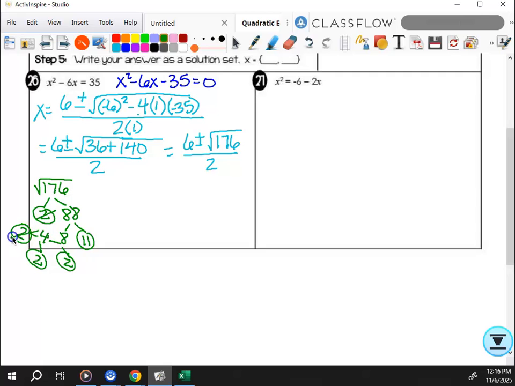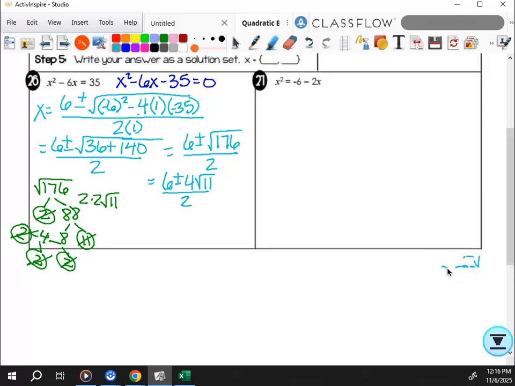So these 2's come out as a 2. These 2's come out as a 2. The 11 stays underneath. So that will give me 4 square root of 11, right? So this is equal to 6 plus or minus 4 square roots of 11 all over 2.